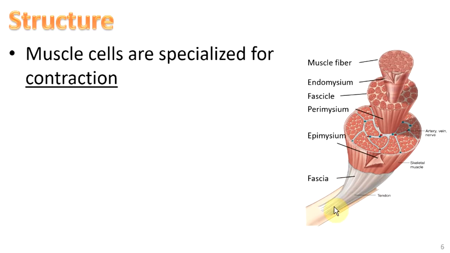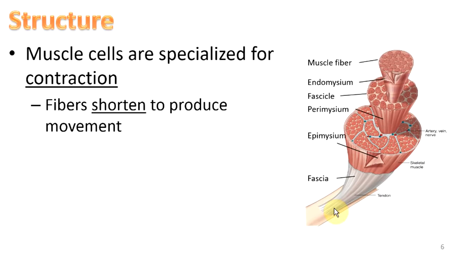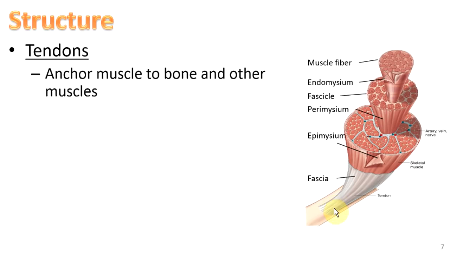Muscle cells are specialized for contraction, and muscle fibers can only do one thing. They can only shorten. That has some pretty strong implications that we'll talk about later. So let's talk about tendons. Tendons anchor muscle to bone, or they anchor muscle to something else, essentially muscle to muscle. They're usually round, but not always.